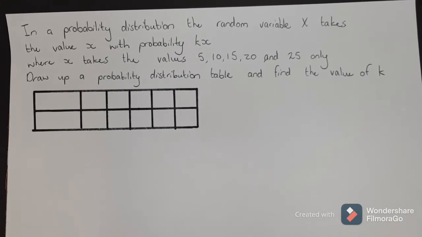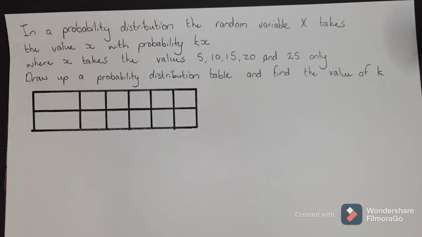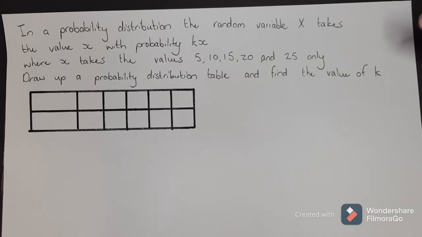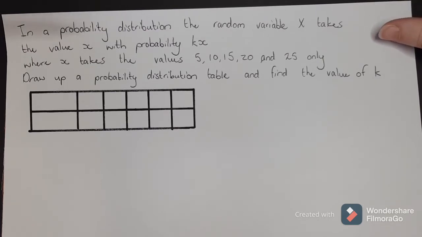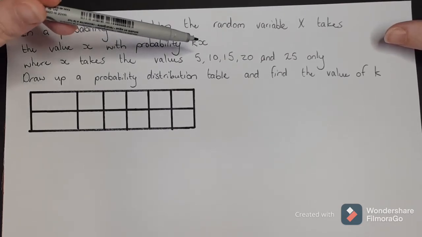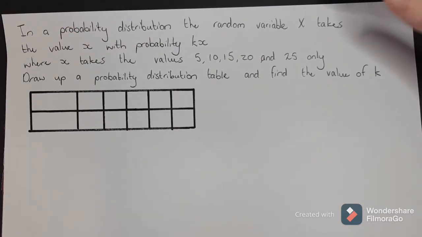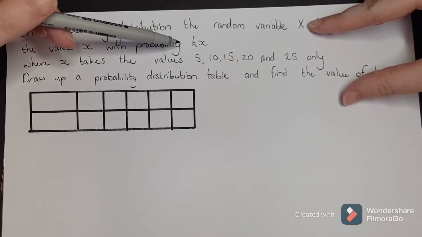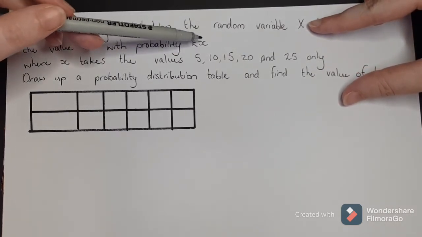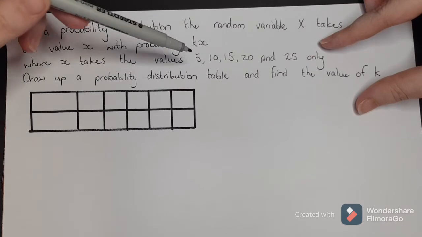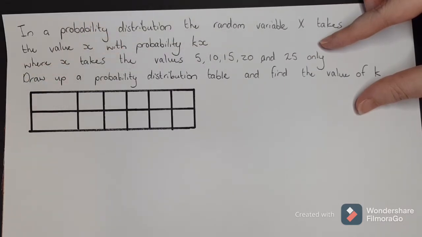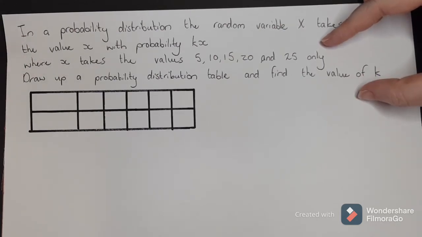And in a different example, instead of using values now, they've used letters and we have to find values. So in this one, in a probability distribution table, we have a random variable x that takes the value small x with a probability of kx. So what that means is for every value of our variable, the probability is k times that number of that variable. And we were then told where x takes the values of 5, 10, 15, 20, and 25. And we need to draw up the probability distribution table and find the value of k.